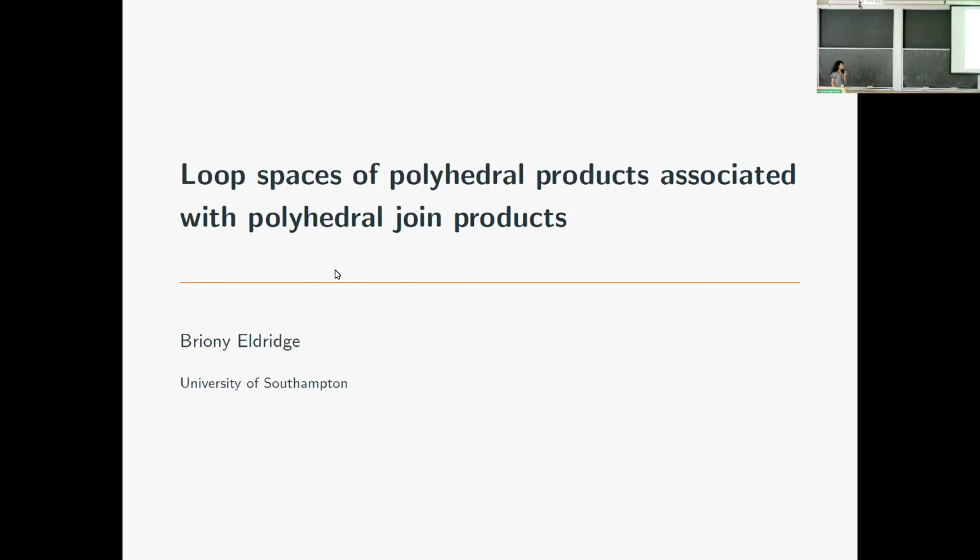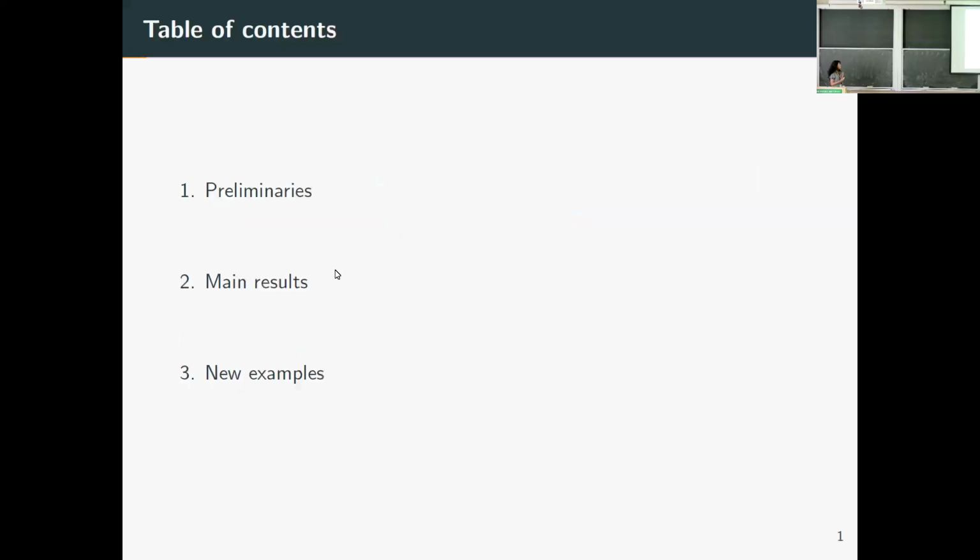Yes, so today I'm going to talk about loop spaces of polyhedral products associated with polyhedral join products. So first, I'm going to go over some preliminary results. I'm going to give some motivation, and I'm going to talk a bit about the combinatorics of the polyhedral join product. Then I'm going to go over my two main results.